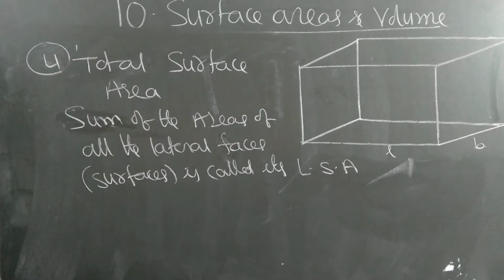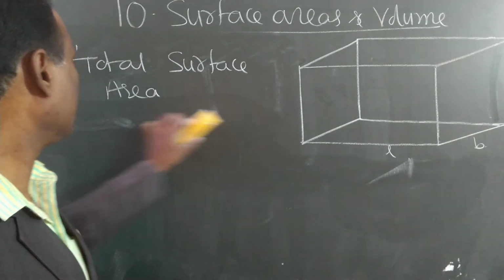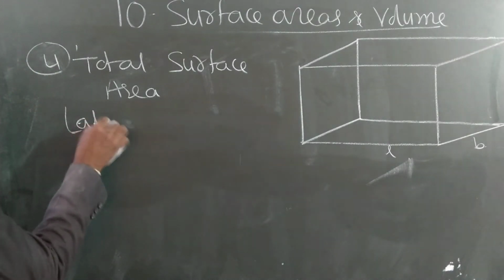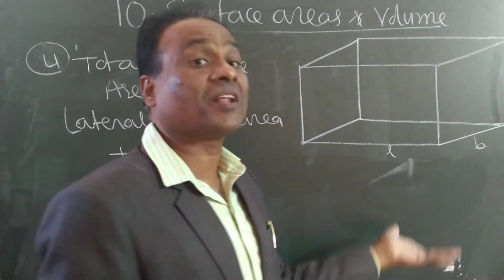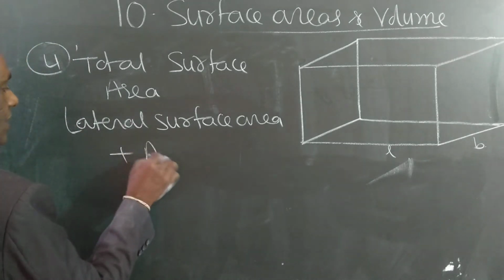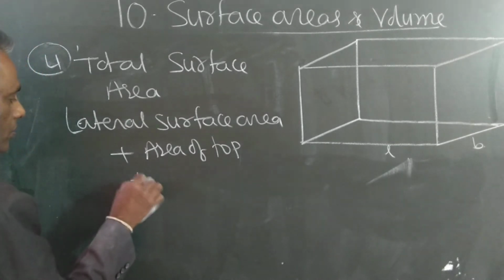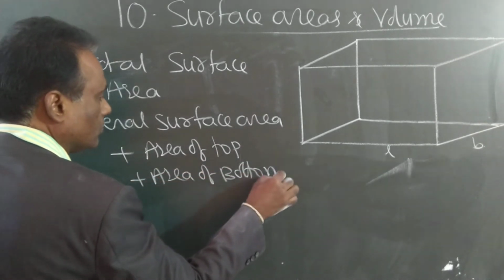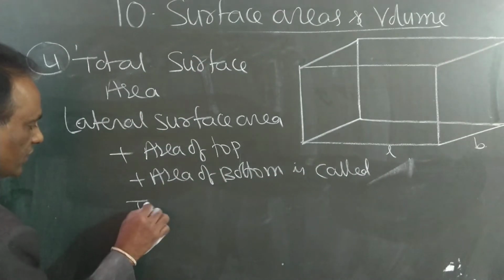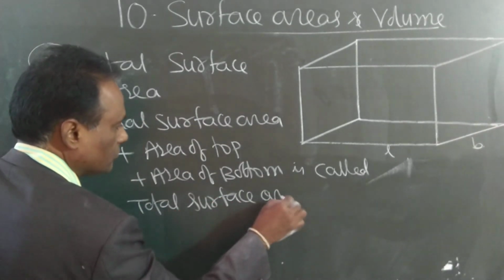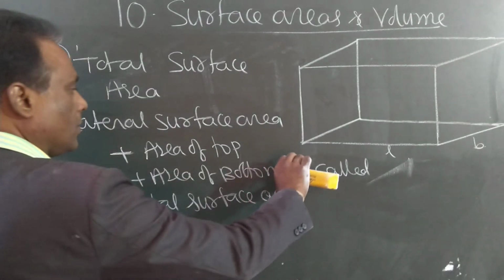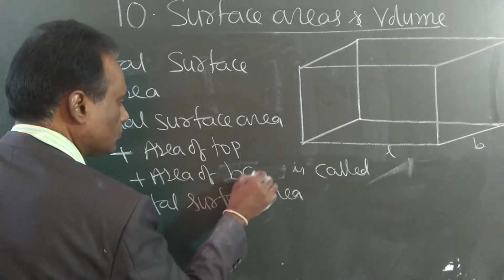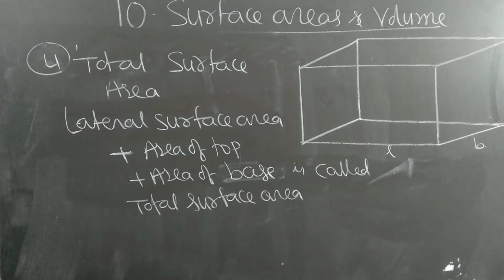Write down the next, fourth point, total surface area. See here, lateral surface area, the 4 faces, plus top area and bottom area also added, that becomes total surface area. Lateral surface area plus area of top plus area of bottom, or base, is called total surface area. Bottom is also called area of base.